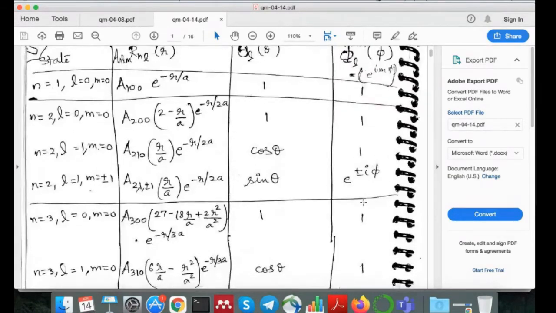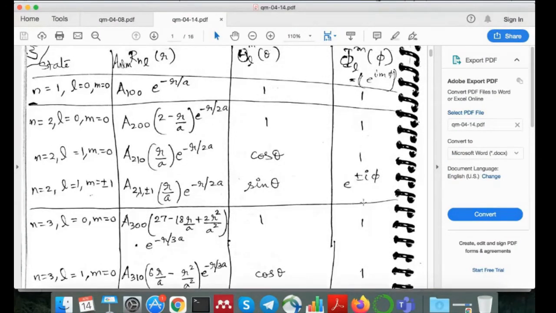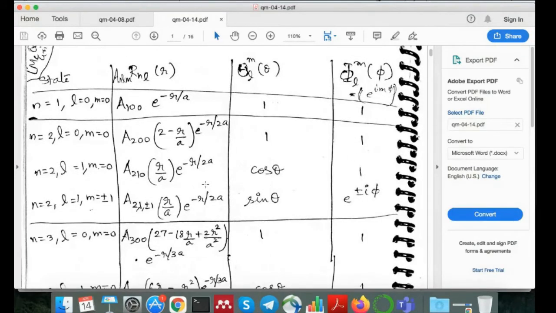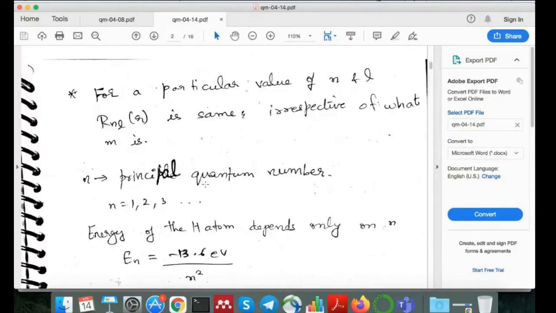All right, so you don't have to memorize this table or anything, but we will refer to this table and see what we can do with it. Okay, so this is our table. And now, these are some of the points that come out from this table. So for any particular value of n and l, R_nl of r is the same irrespective of what m is, correct?